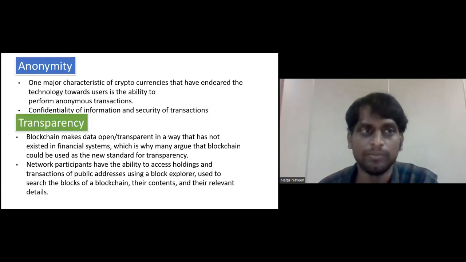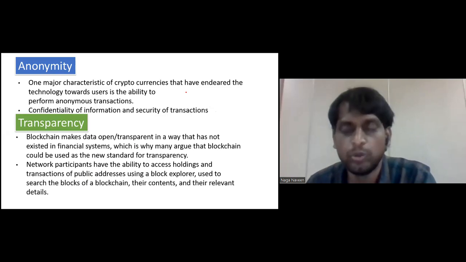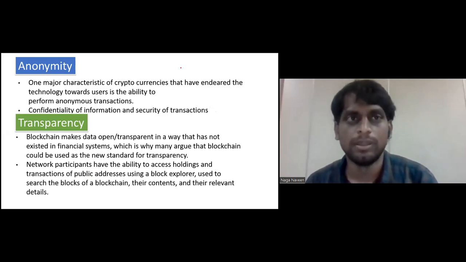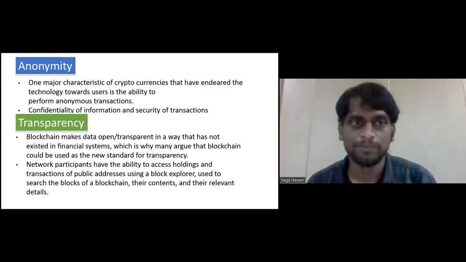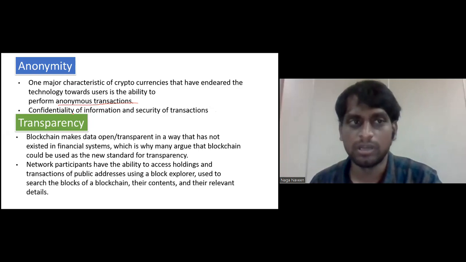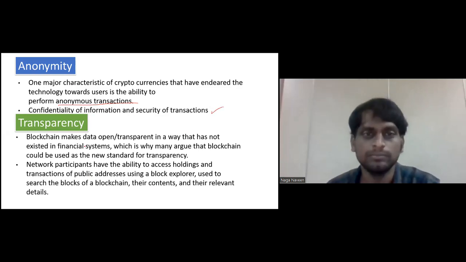Next, anonymity. As we will be hearing so many times, when you do a transaction using cryptocurrencies, that will be kept anonymous, right? So we can do anonymous transactions. Confidentiality of information and security of transactions will be ensured.